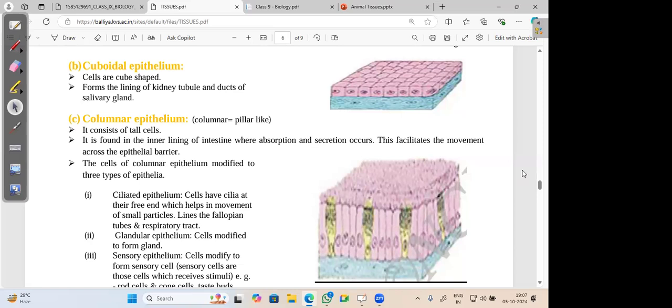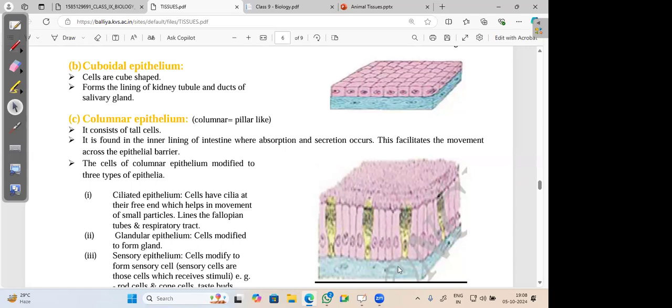Sharwan? Yes, sir. Can you tell where we find squamous epithelium and what are its functions? I don't know.